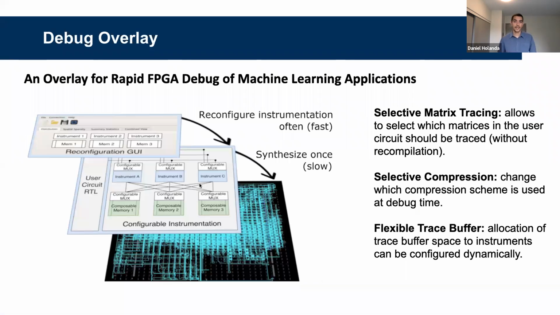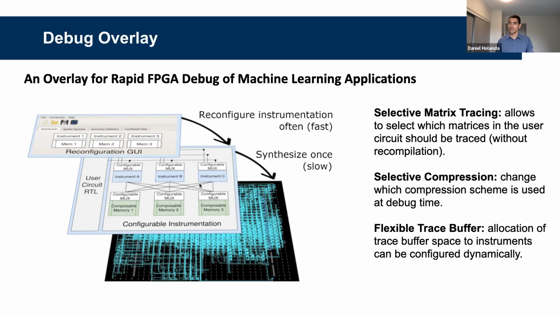And this is why we created our second work, which is an overlay for rapid FPGA debug of machine learning applications. The idea here is that we have a circuit and we're going to synthesize it only once, which is slow, but we're doing it only once. But the circuit is flexible enough so we can reconfigure it really fast and many, many times without the need of resynthesizing the circuit.